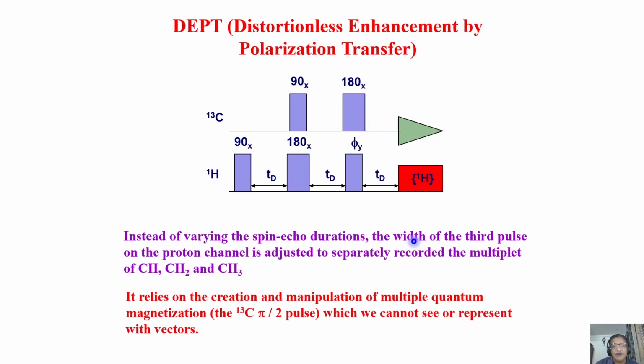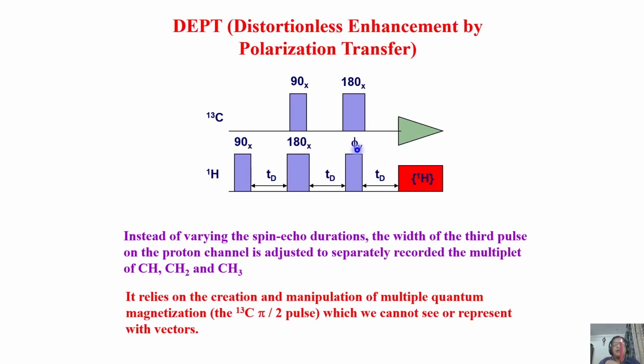The most important thing you should know is this angle. Normally we use 90-degree pulses and 180-degree pulses in all the experiments. In this sequence, the last pulse on the proton is not a 90-degree pulse. It is defined by the flip angle phi. Phi is the angle up to which the magnetization is tilted.